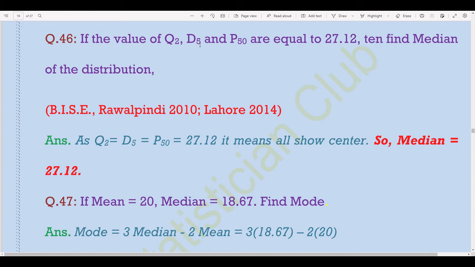And P50. Percentile divides the data into 100 equal parts. P1 represents first position, P2 second, P3 third, and so on, P13 13th, P33 33rd, P45 45th, and P50 is at the middle of the data set. So Q2, D5 and P50 are equal to median, so median is also 27.12.